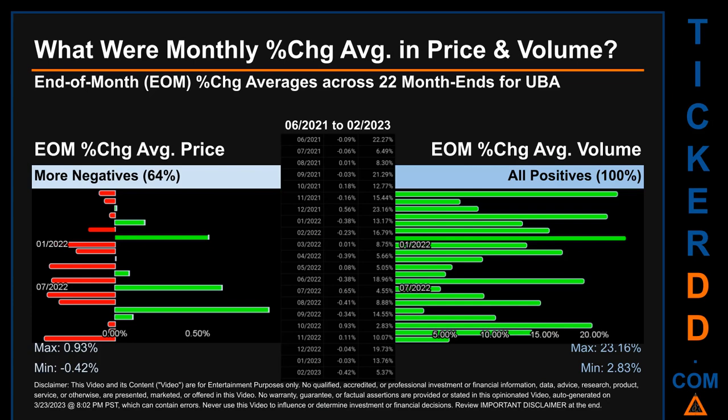Price saw an end-of-month max of 0.93% in average percentage change along with a minimum of -0.42%. For volume, the maximum and the minimum monthly percentage change were respectively 23.16% and 2.83%.